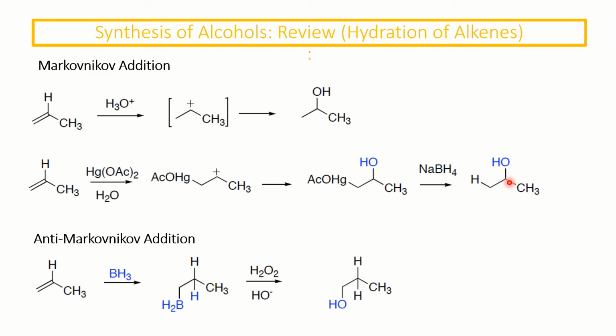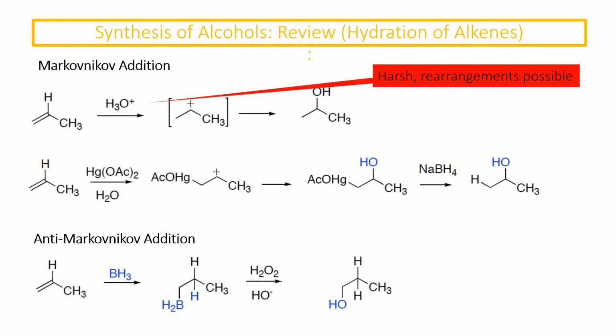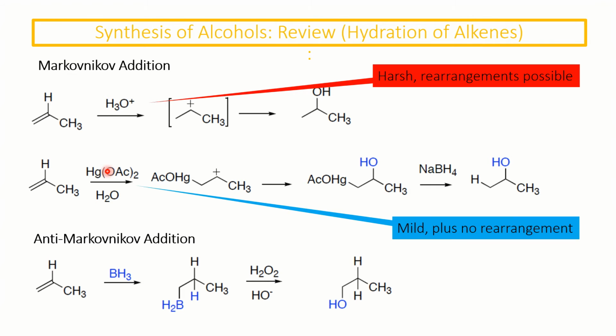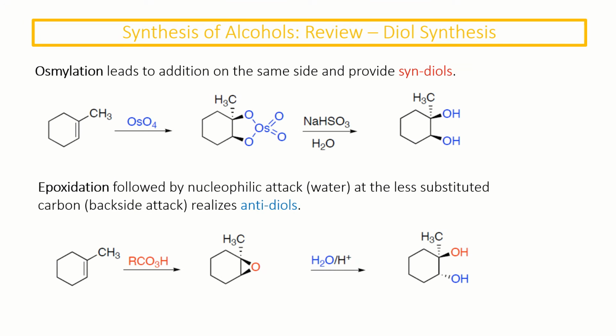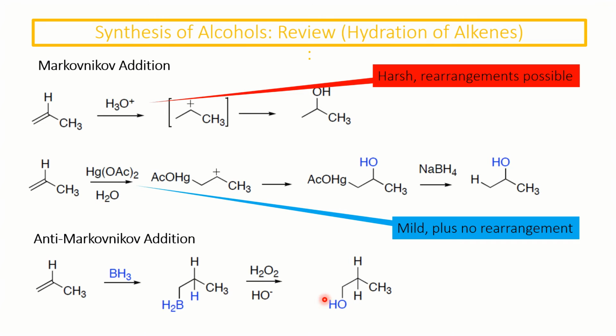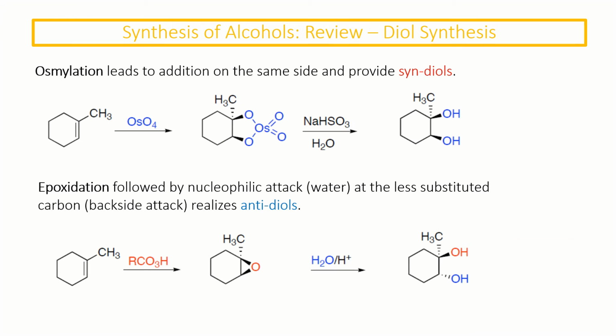The difference between the two, however, is that the acid catalyzed addition of water is quite harsh, and rearrangements, if possible, will happen. On the other hand, the mercuric reaction is a bit toxic, but it's mild, and no rearrangement will occur. We can also achieve the anti-Markovnikov addition of water by using borane in the presence of basic peroxide. And herein you can see that the OH is on the least substituted carbon.